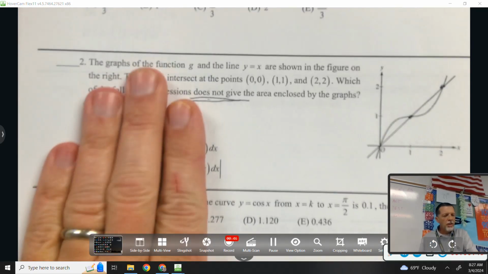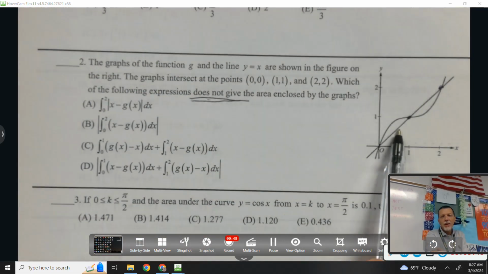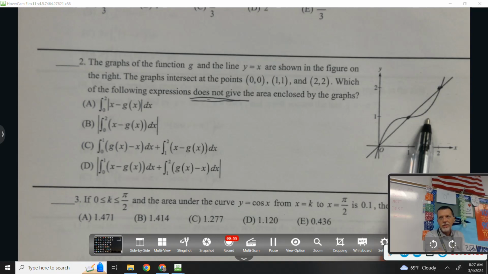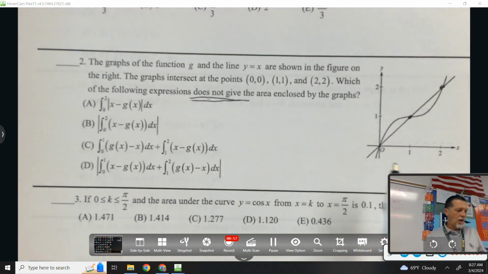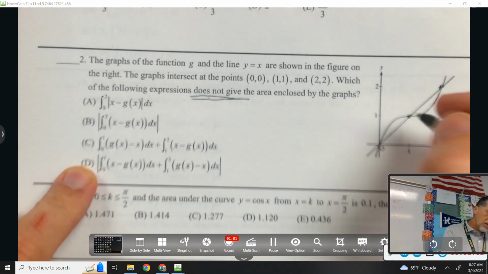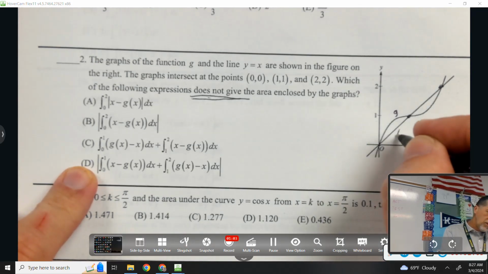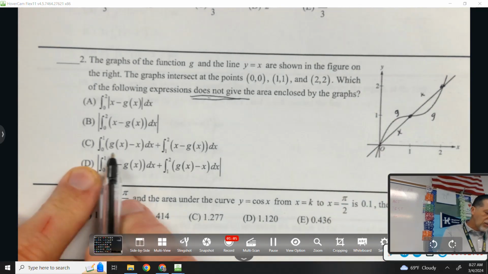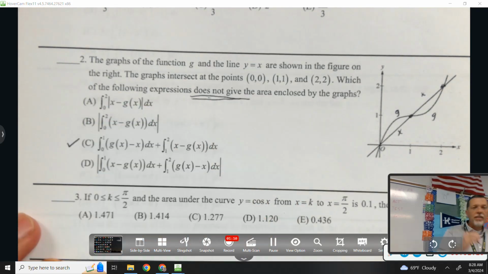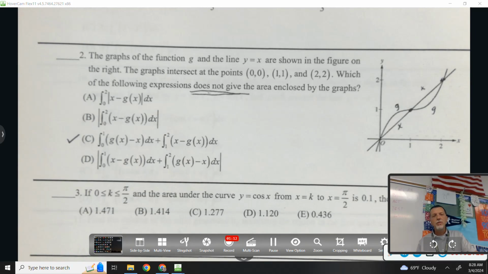Okay, well, before I look at those, my thought is I'm going to have to do top minus bottom from 0 to 1, and then a different top minus bottom from 1 to 2. So that's the one I'm thinking is right. So 0 to 1, 1 to 2, g and x. So g minus x, x minus g. So C is definitely right. That's how my brain would do that first.